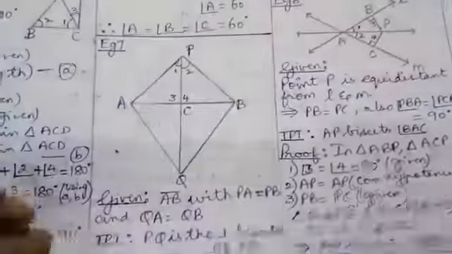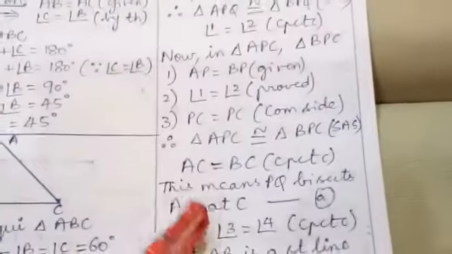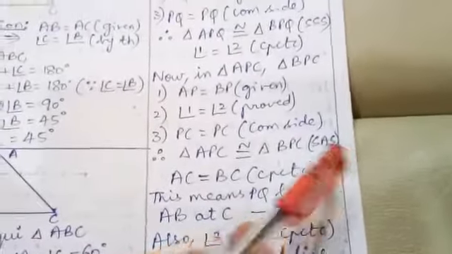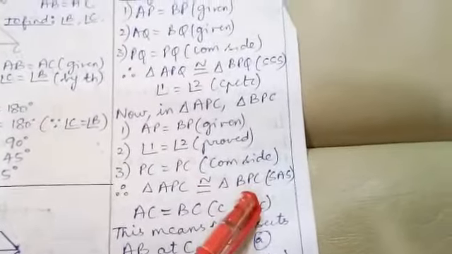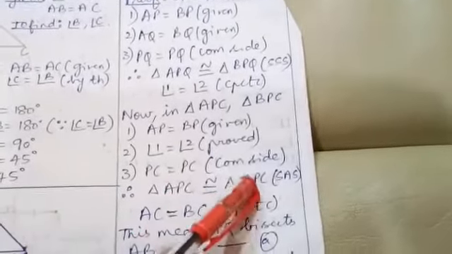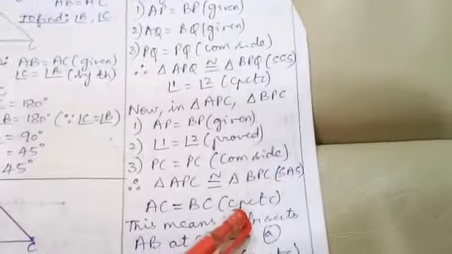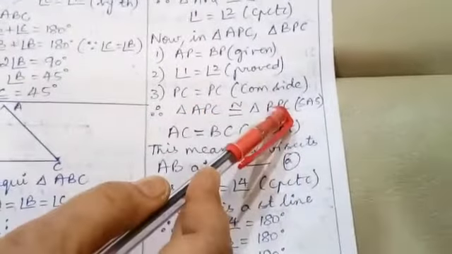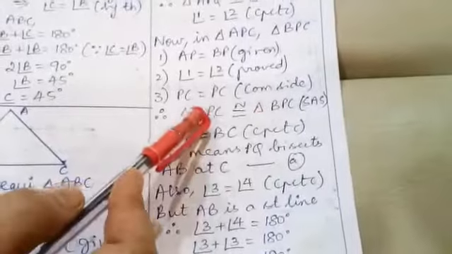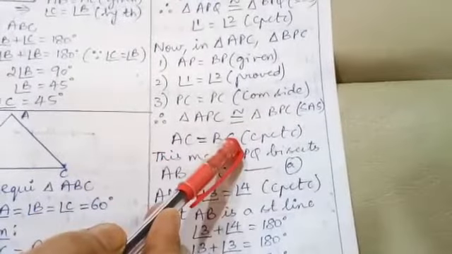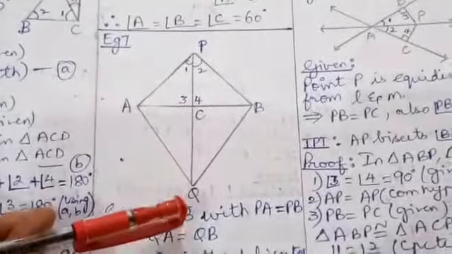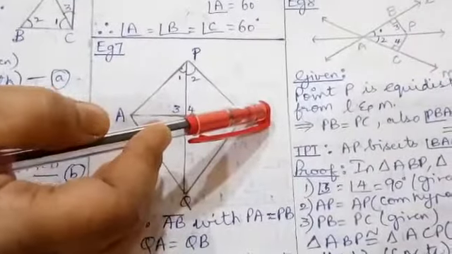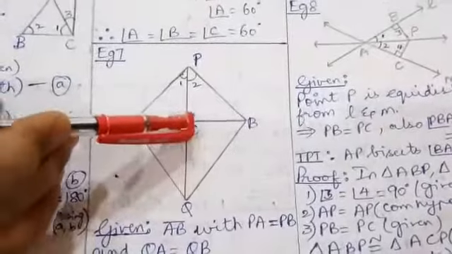Alright, that's what you see here. By the SAS congruence criterion, triangle APC is congruent to triangle BPC. So what do we have out of this? AC equals BC, CPCTC. Now that these two triangles are congruent, their corresponding sides are equal. AC equals BC, CPCTC. So what does that mean? AC equals BC. So we have proved that the line segment AB is divided into two equal parts at C.